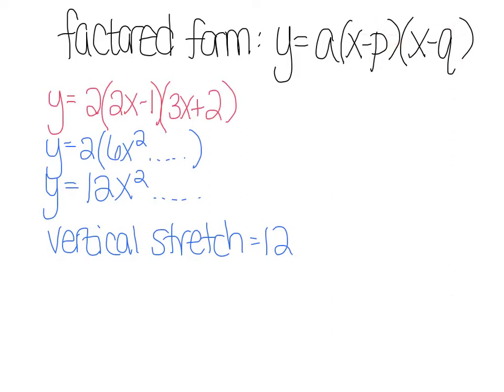The other thing to note is that I don't want you to get comfortable saying that the x-intercepts are just p and q, because in this case, for instance, we have 2x minus 1 and 3x plus 2. And it changes a bit because there's a leading coefficient that's not 1. So remember, we have something called the zero product property.